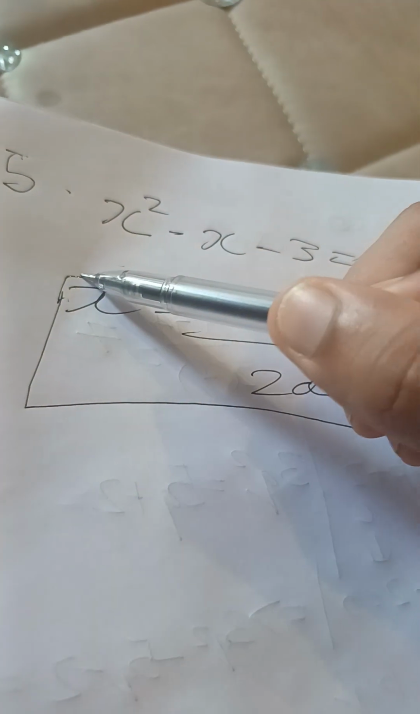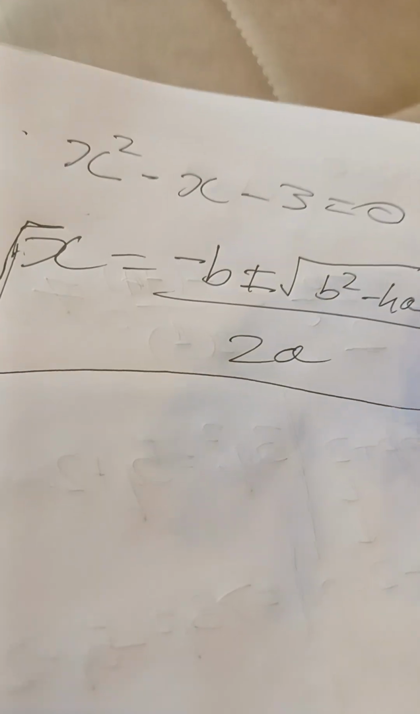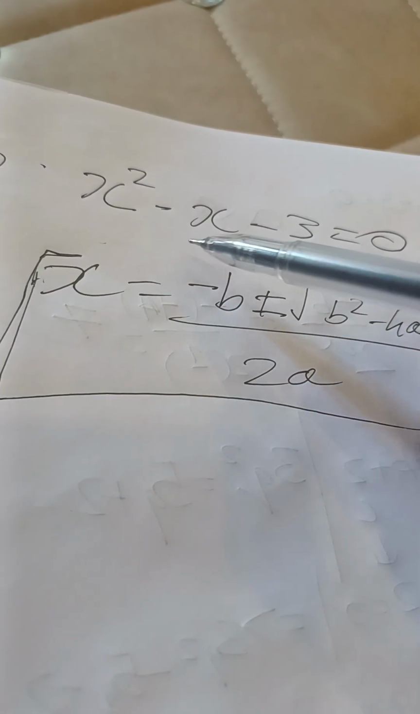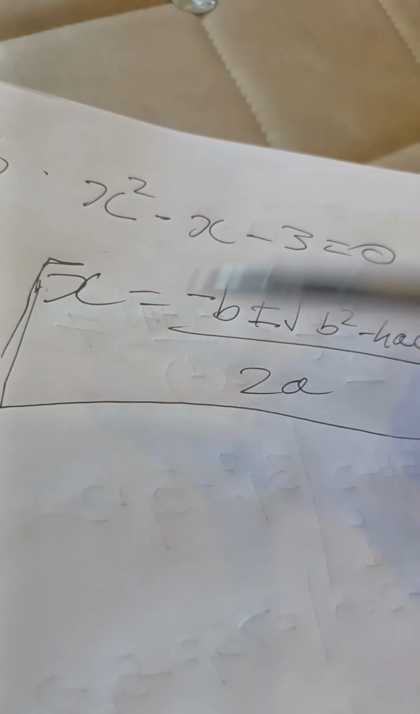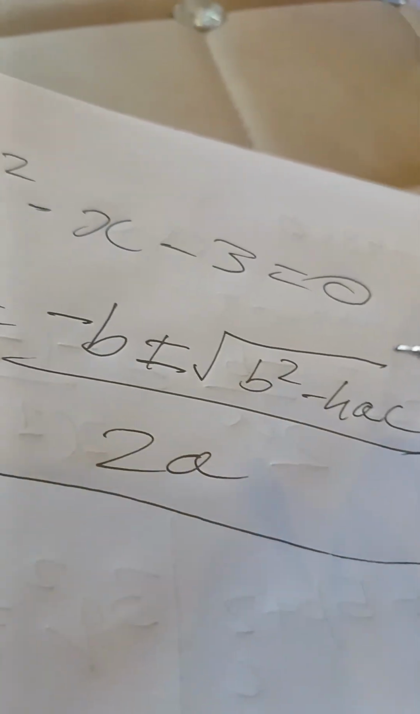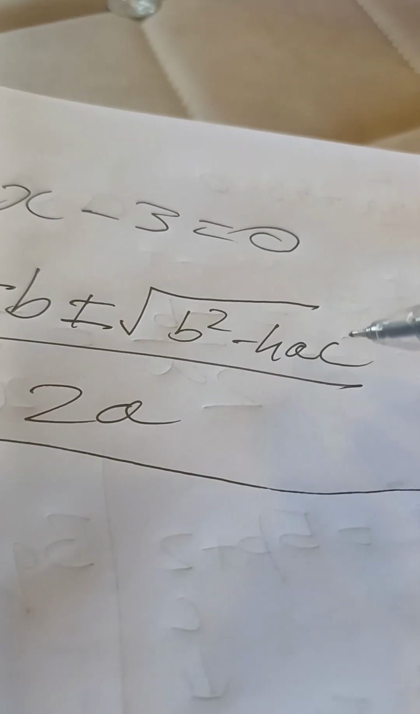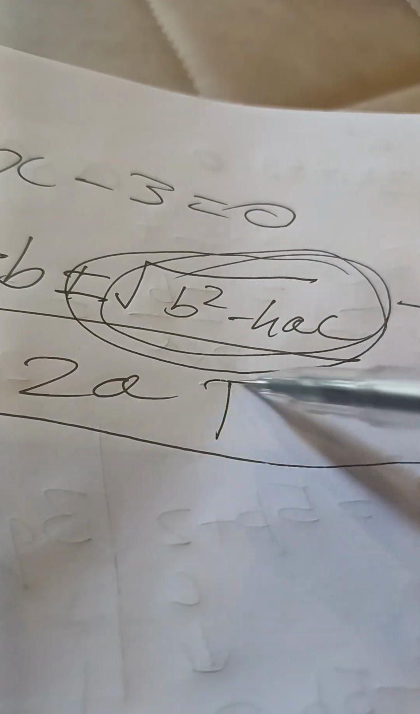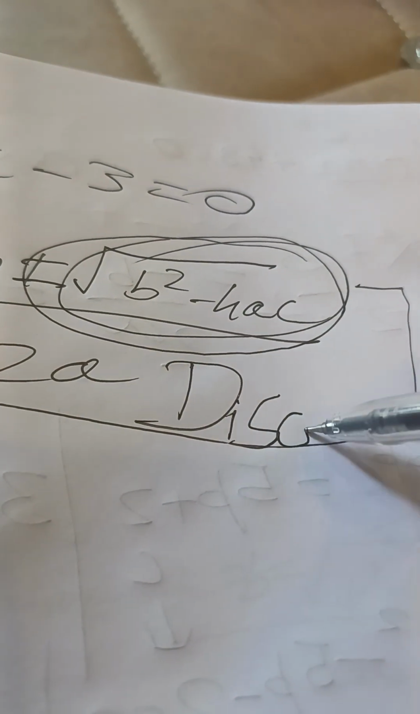Don't worry about it. If you check one of my videos, you will actually see that this formula is a very sensible formula. But the reason I mention this formula is because the nature of the roots depends on the value of this thing, and it's called the discriminant.